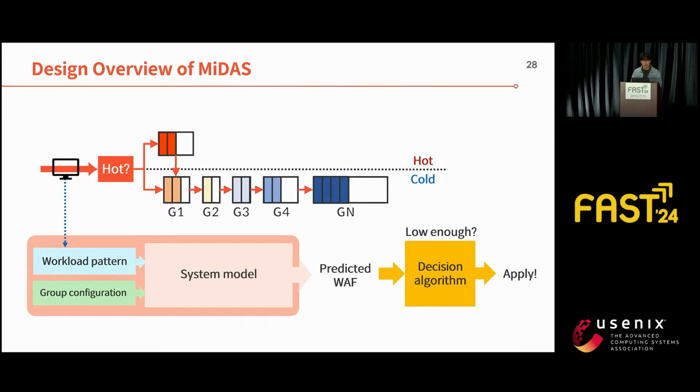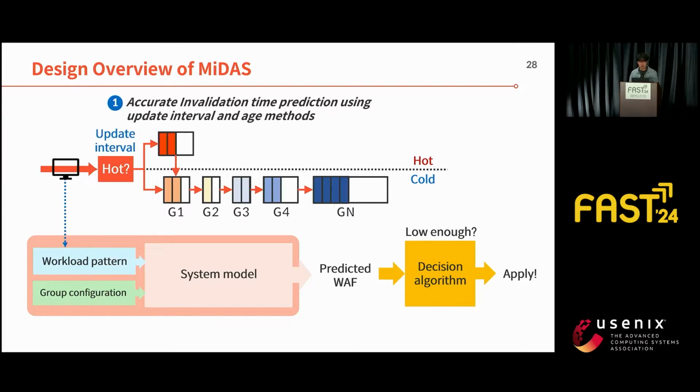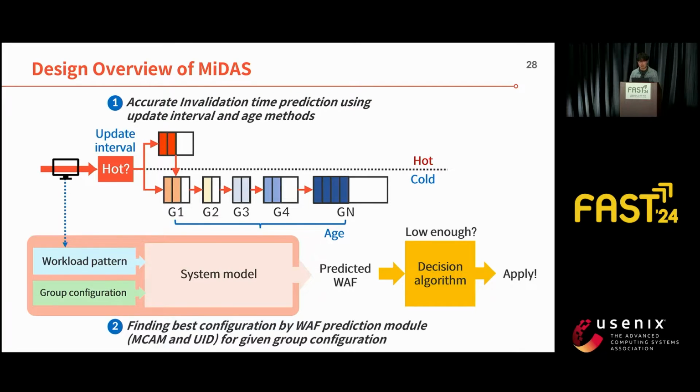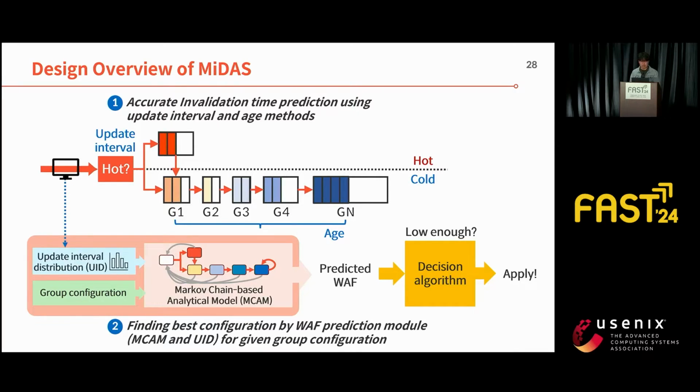Here is a design overview of MiDAS based on the two design goals. To achieve the first goal, MiDAS predicts the block invalidation time using both update interval and age according to the block's hotness. And to achieve the second goal, MiDAS adds a system model and workload pattern analysis. MiDAS proposed a Markov-Chain-based Analytical Model, MCAM, and update interval distribution, UID. Using this WAF prediction system, we can evaluate the WAF for various configurations, find the best one, and apply it as the group configuration of MiDAS.